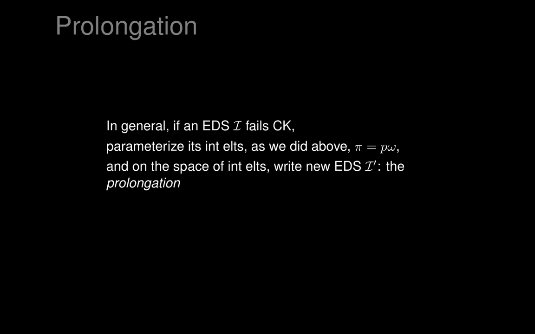On the space of those integral elements, that is to say, on the collection of choices of all the p's that create an integral element in that expression pi is p omega, you write a new exterior differential system, I prime. It's the prolongation, and it simply consists of the old exterior differential system I together with the new equation that each pi should be a suitable p omega, creating an integral element, and then the exterior derivatives of that. So it's generated by pi minus p omega, and that's the prolonged system.